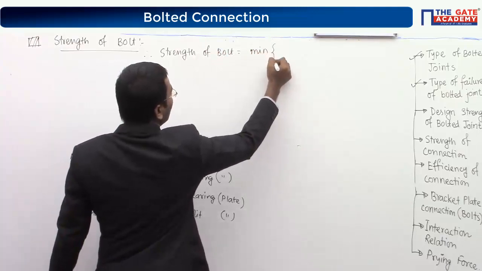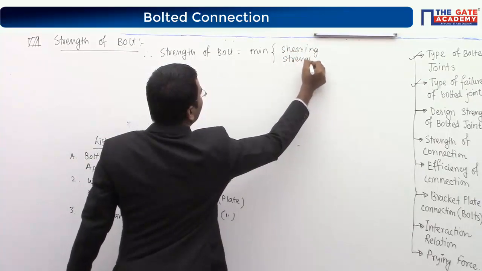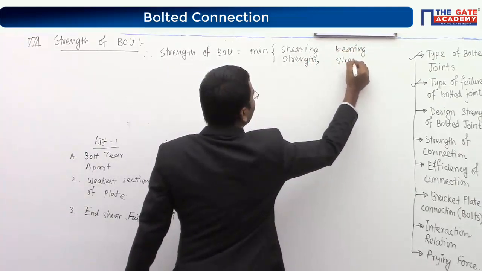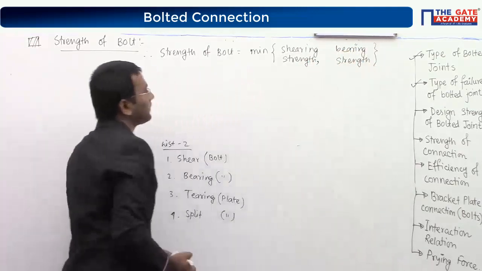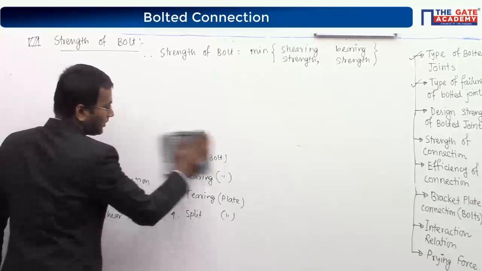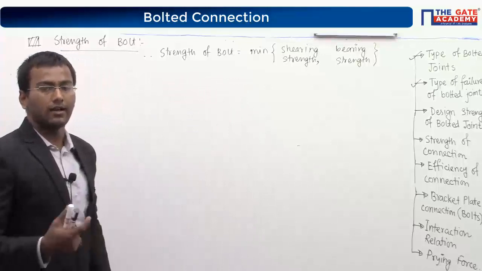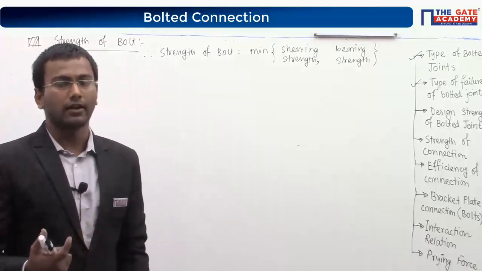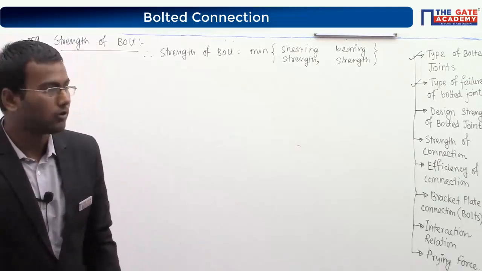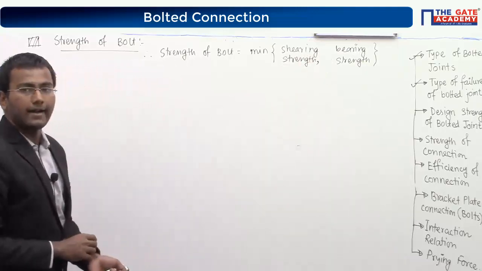Minimum of shearing strength and you can say number 2 is your bearing strength. First one shearing strength and number 2 bearing strength. Now see, these shearing strength and bearing strength values have been given by IS code 800 2007. So as per limit state method, IS 800 2007, you have to find out both shearing strength and bearing strength.